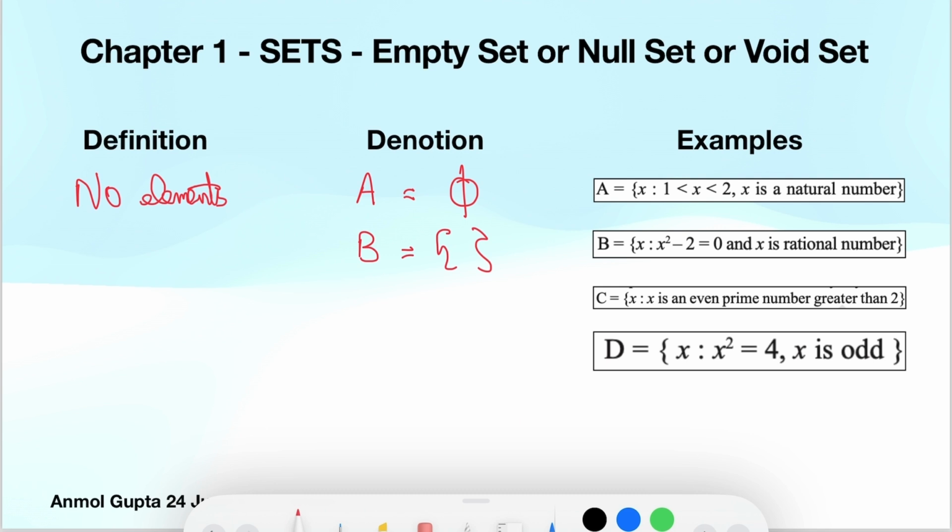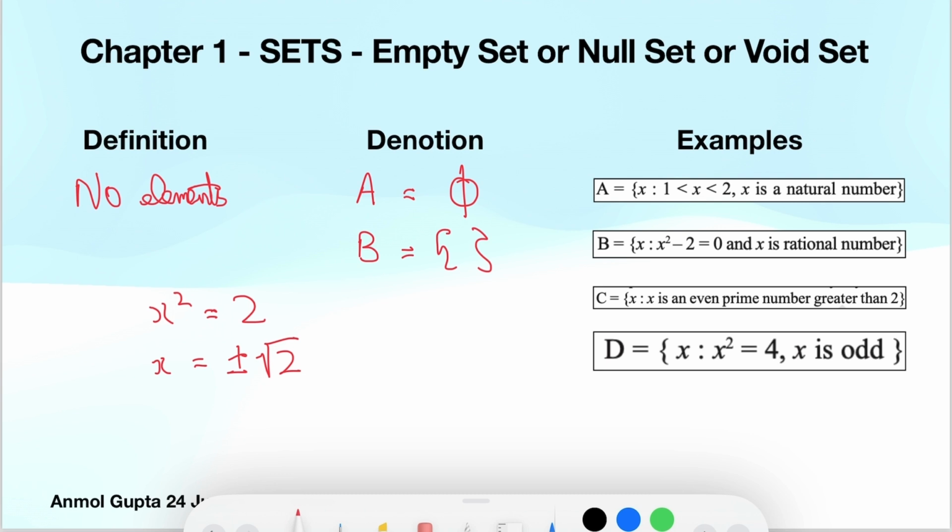B equals x such that x square minus 2 equals 0 and x is a rational number. If you try to solve this equation, x square minus 2 equals 0, we get x square equal to 2, and x is plus minus root 2, which are irrational numbers. So again, B is an empty set.